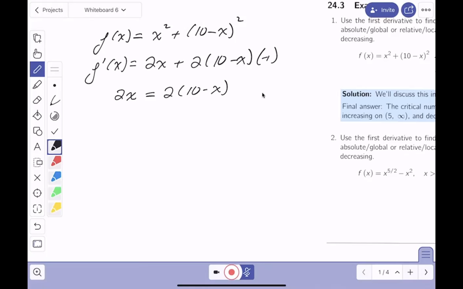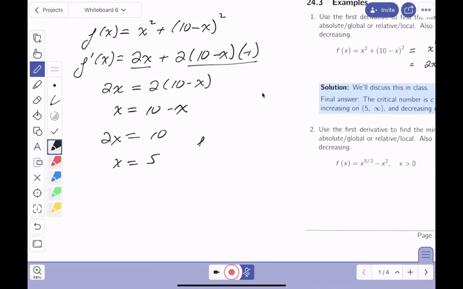Again, this becomes 0 when those two things produce 0. Now that would presume when 2x equals 2 times 10 minus x. That means x equals 10 minus x. Divide both sides by 2. What do you get? 2x equals 10, or x equals 5. So I know that the derivative f prime at 5 is equal to 0.